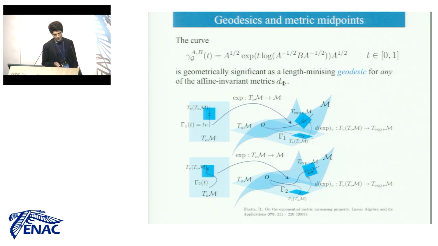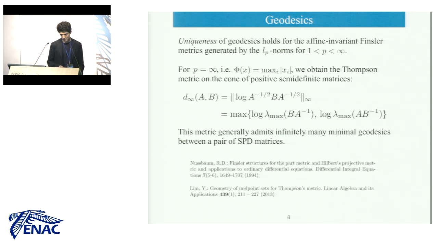So a key point about the Riemannian metric is that if you have 2 points A and B, there will be a unique geodesic that connects A to B. And it turns out that this geodesic, this curve, is a length minimizing geodesic for any of the affine invariant metrics introduced before. And this follows from this beautiful argument based on the metric increasing property of the exponential map on the cone of positive definite matrices. But I won't dwell on that too much. The question of uniqueness is important.